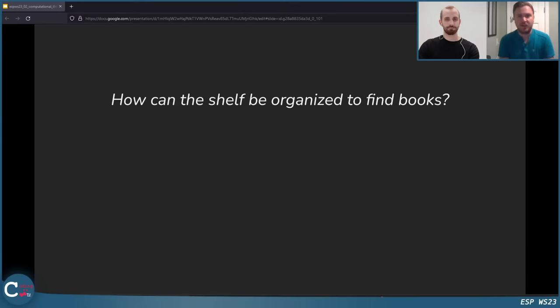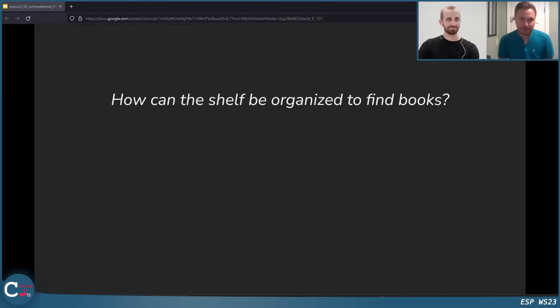So the question now is, how do we want to organize our bookshelf so that we find something? As we already said, we have different patterns in our book. We have different data in our book. How could we organize the books now in the bookshelf to find something? So it's not about how to find something. It's about how to organize it to find something. Any ideas that are practical in a real life context? Because a hash map could be an approach, but probably not the best approach in a physical bookshelf with 150 books.